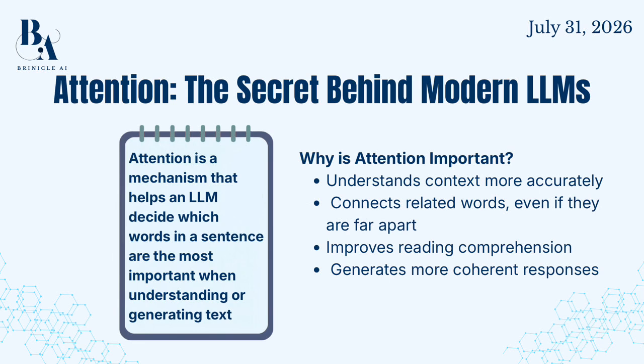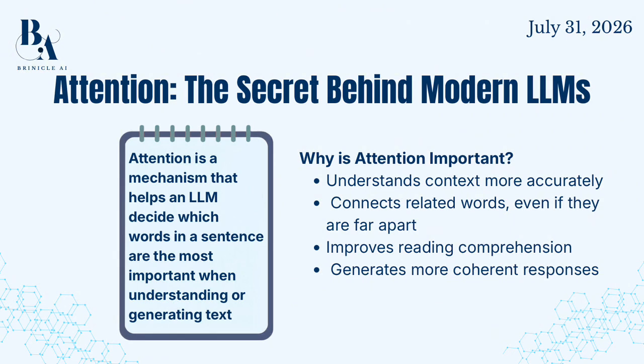Think about how humans read. When you see the word "it" in a sentence, you look back to figure out what it refers to. You don't give every previous word the same importance, you focus on the ones that make sense. LLMs do something similar. They don't treat every word equally. Instead, they assign more importance or attention to the words that help them understand the sentence correctly. This ability to focus on relevant information is one of the main reasons modern LLMs generate much more accurate and natural responses than older language models.